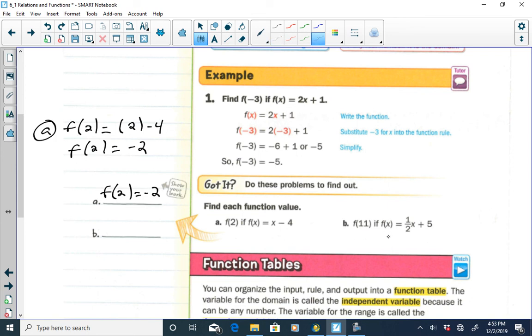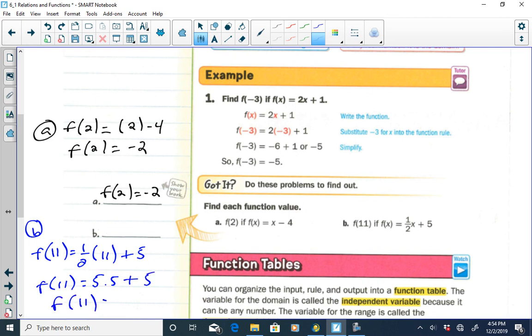Part B, we have the function f of x is equal to 1/2 x plus 5. We want to evaluate that function when x is 11, when the input is 11. So let's do part B. Right, so f of 11 is going to be equal to 1/2 of 11 plus 5. So f of 11 is equal to 1/2 of 11, which is 5.5, plus 5. So f of 11 is going to be equal to, what's that, 10.5? So f of 11 is equal to 10.5.